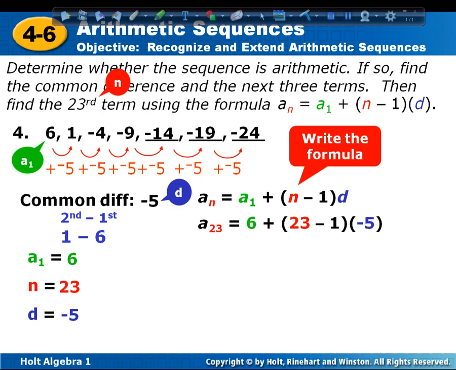So we're going to plug those numbers into our formula and say a sub 23 equals 6 plus parentheses 23 minus 1 times negative 5. I'm going to say 23 minus 1 is 22, times negative 5 is negative 110. 6 plus negative 110 equals negative 104. Make sure you have all this written down before you move on. If you need to pause the video to take a minute to finish writing it, please make sure you do that.